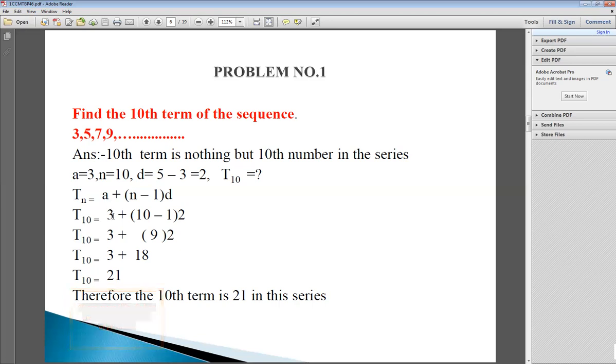So the value of a is 3, n is 10, and the common difference is 2. So T10 is 3 plus (10 minus 1) which is 9, into 2. Therefore, the 10th term value is 3 plus 18. Therefore, the 10th term value is 21. Therefore, the 10th term is 21 in this series.